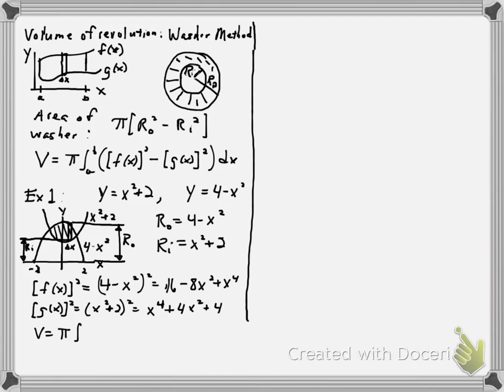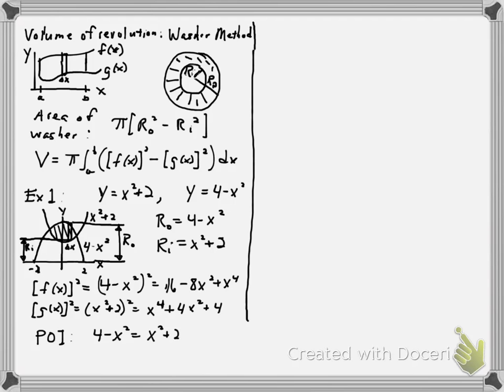limits of integration. Have we determined those? We have not actually determined the limits of integration, and those are going to come from points of intersection. So let's actually erase this, and let's find points of intersection. So the points of intersection come from setting 4 minus x squared equal to x squared plus 2.